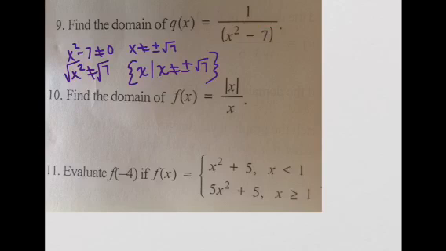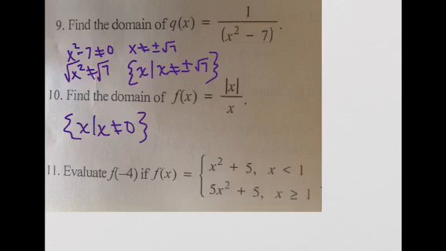So for number 10, we have another one with a denominator with an x. The numerator has an absolute value of x, so that doesn't really have any restrictions, but the bottom does. So we just say x cannot equal 0. So all x such that x cannot equal 0. And that's it for that one.